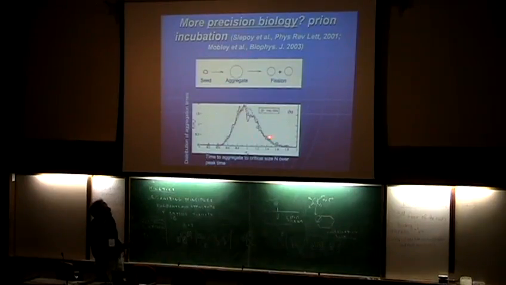We did that for 5 different concentrations. Those are these curves right here. And this is the incubation time distribution, or sorry, the aggregation time distribution, the time it takes to get to this critical aggregate size, scaled by the median of the aggregation time distribution.